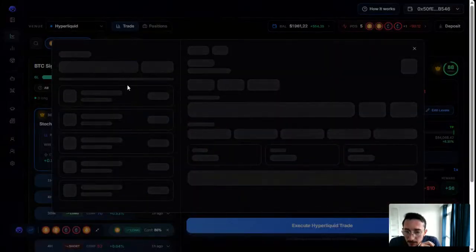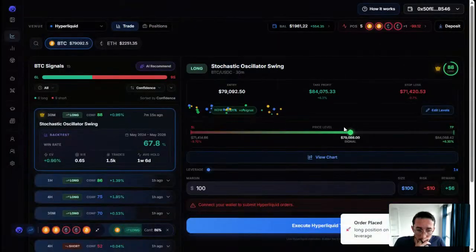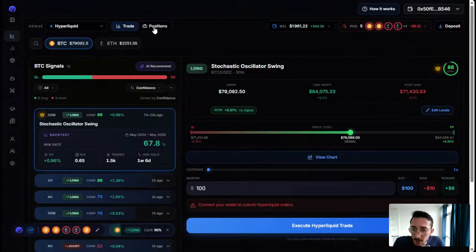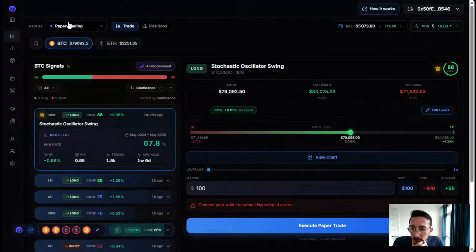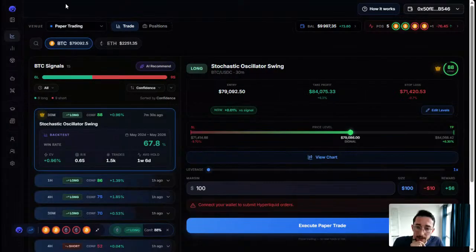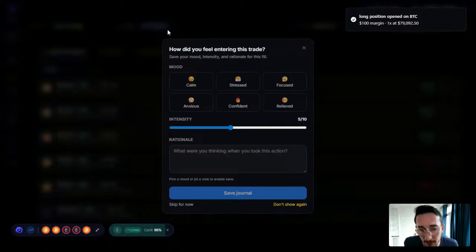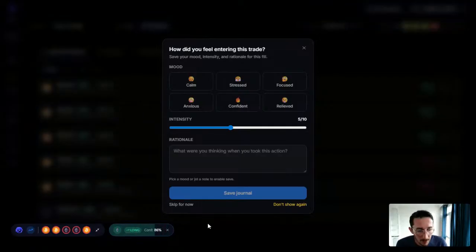So I cannot do it right now here. Maybe I can do it here. Let's try here. Yeah, okay. I was able to place the trade right now, but that's not what I want to show you. What I want to show you is that I think it's going to work on paper trading. Here you can toggle between Hyperliquid and paper trading. If I go into paper trading and try to execute a trade, that's a different portfolio. If you do paper trading, you have a $10,000 portfolio and you can trade as you want.